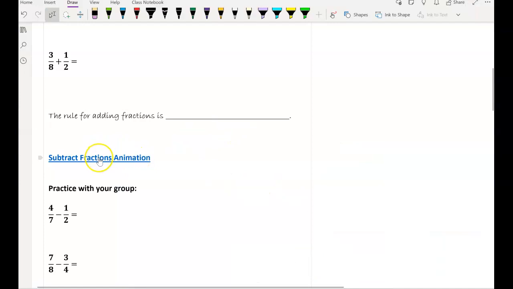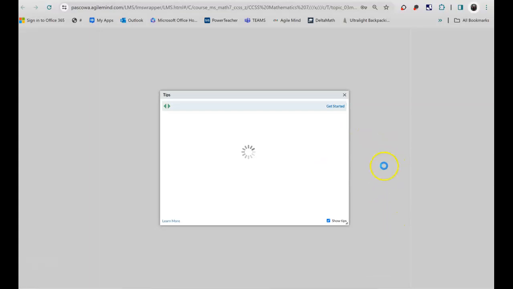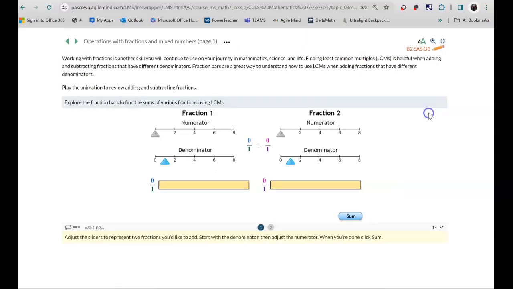Okay, I'm going to look at the subtract fractions animation. You click that, and it's going to take you to the Agile Mind page. Or you think it's going to. I thought it was going to. I'm going to get rid of that. But you'll notice it's still adding. So what I have to do is click on this 2 right here.